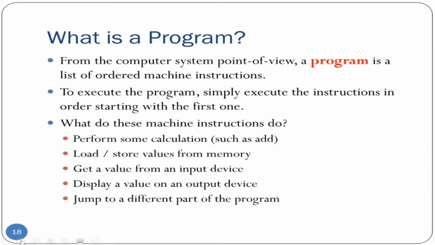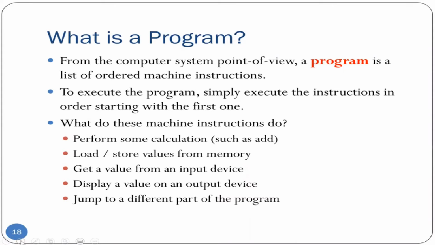Now, obviously, we are assuming a sequential execution here. If there are jump or branch instructions, then the flow of control will change. It may not be strictly sequential. Now, what do these individual machine instructions do? Like I pointed out earlier, each instruction can be doing one of many things.